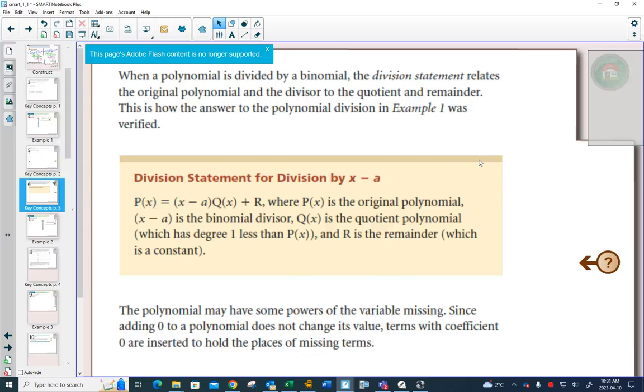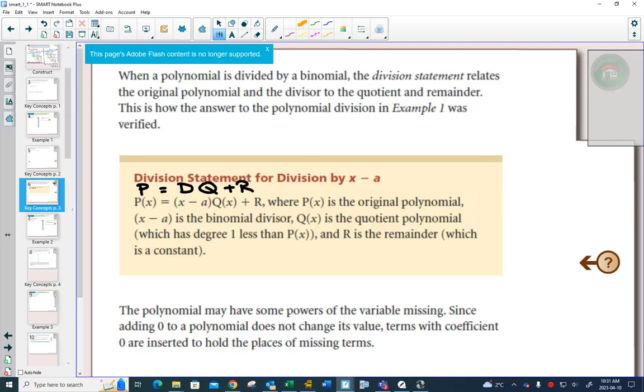On page 4, you have the following box that says, this is the division statement for division by x minus a. And we've actually done this in all of our examples so far. But the division statement, which I think is easy to remember: your polynomial is equal to your divisor times your quotient plus your remainder. And I always think of ice cream when I write this. Polynomial is dq plus r.